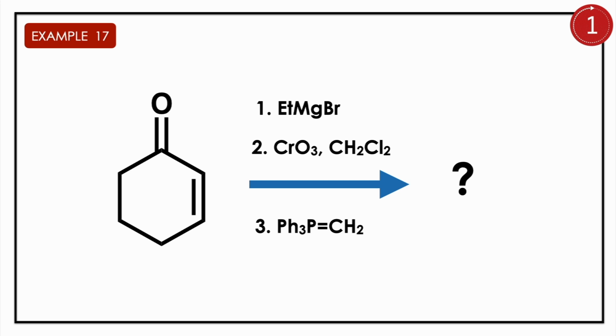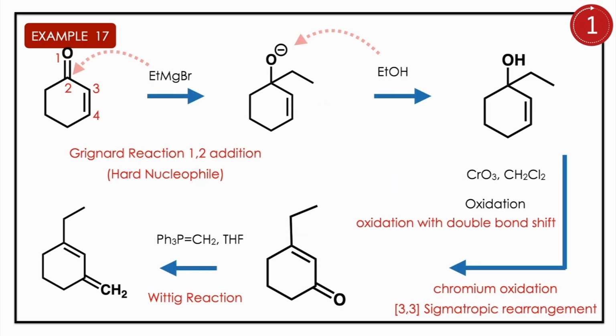Then the next reaction, you have cyclohexenone, which is an alpha, beta, unsaturated ketone. You are using ethyl magnesium bromide, chromium oxide, dichloromethane, and phosphorus ylide. You should find what will be the final product. Here you are using ethyl magnesium bromide, and a conjugated ketone is there. Since ethyl is a hard nucleophile, generated from magnesium, it attacks the 1,2 position. So at the second position ethyl attacks, O minus forms, then the proton is abstracted, and you have the OH.